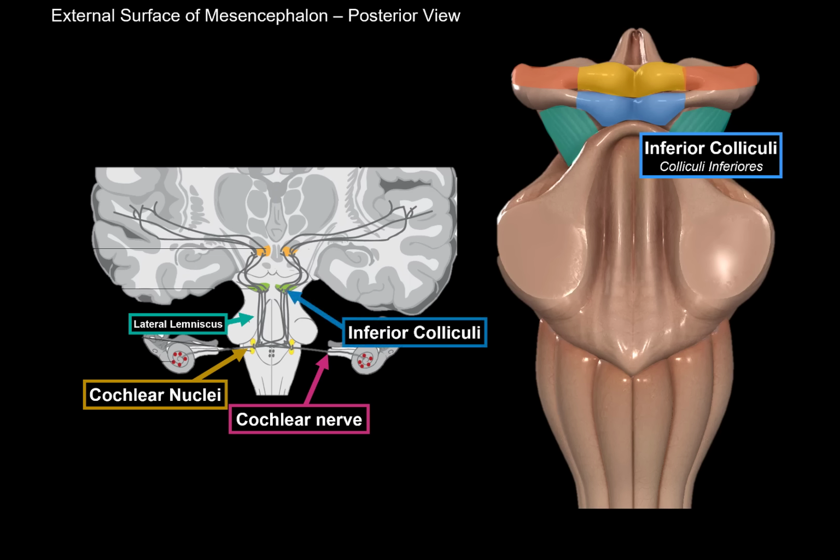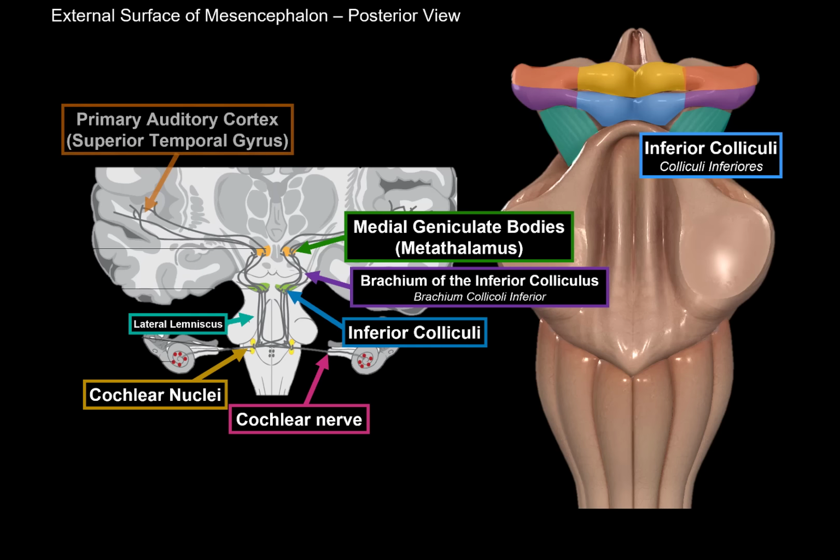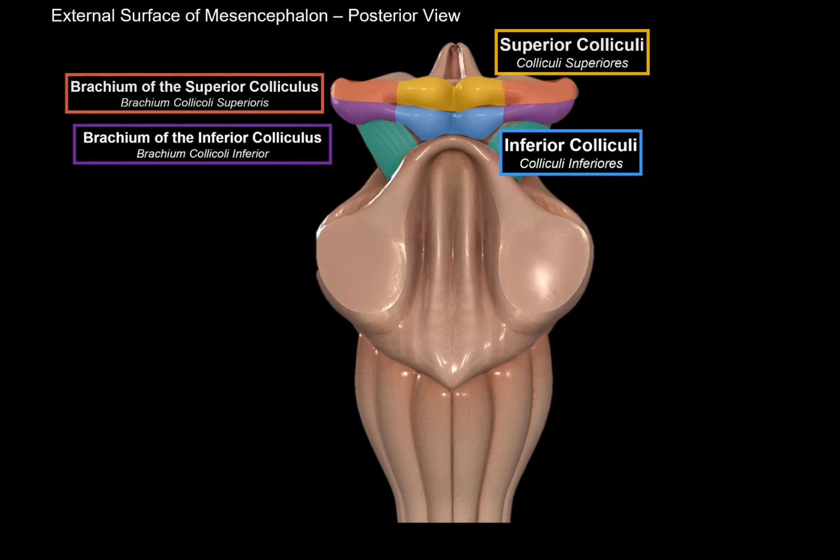From there, impulses are sent through the brachium of the inferior colliculus to the medial geniculate bodies, not the lateral this time. The lateral geniculate body is for vision, medial is for hearing. From the medial geniculate body, impulses will go to the primary auditory cortex, which is in your superior temporal gyrus. So that was these two.